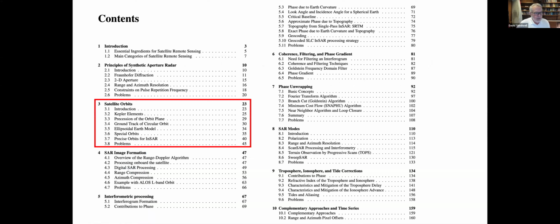This is a chapter in that textbook we've been talking about, and it talks about Kepler elements, and I'll briefly go through that. You don't really need to know that, but you need to know something about how to get very precise orbit information when you process the data, and we'll talk a lot about that.